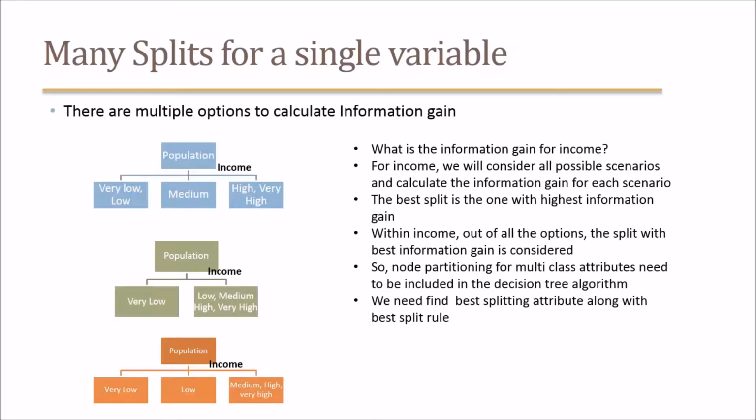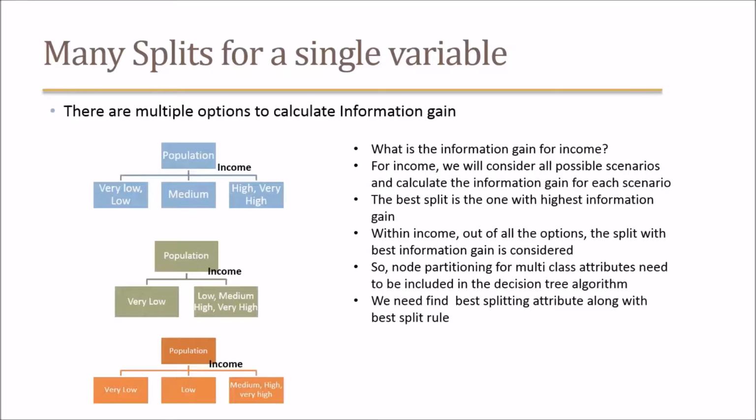Now population can be divided into just 2 segments, that is very low income, and then the remaining everything in one more segment, that is low, medium, high and very high income. That will give us another information gain value. Similarly, there is one more scenario. We can find multiple such scenarios. How do we actually find the information gain for this type of variables? It is simple. So for income, we'll consider all the possible scenarios, not only these three, all the possible scenarios that can be done based on its variable.